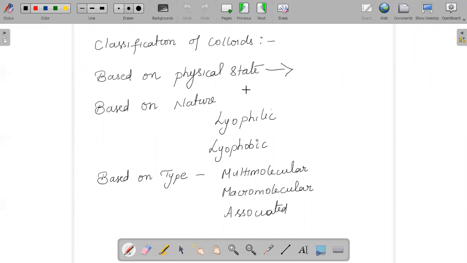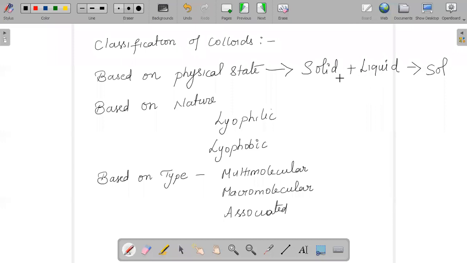Hence, suppose the dispersed phase we are using is solid and the dispersion medium is liquid, then the name given to this type of colloid is sol. When the dispersed phase is a solid and the dispersion medium is liquid, the colloid formed is sol. So do remember, you will have a chart in your book with different combinations of colloids.